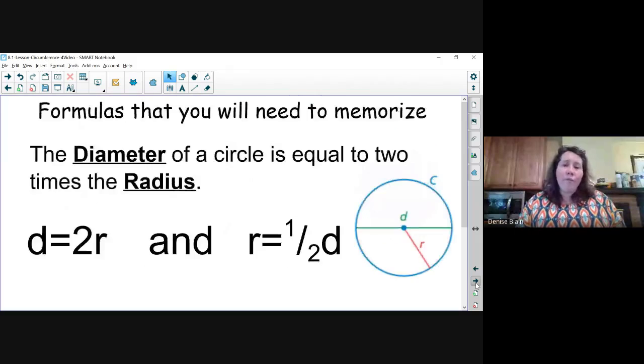There are a number of formulas that you need to memorize when you're working with circles. The first two have to deal with radius and diameter. So basically, the diameter of a circle is equal to 2 times the radius. So you can find your diameter measurement by multiplying the radius by 2. Or if you're given the diameter, you can find the radius by dividing the diameter in half.